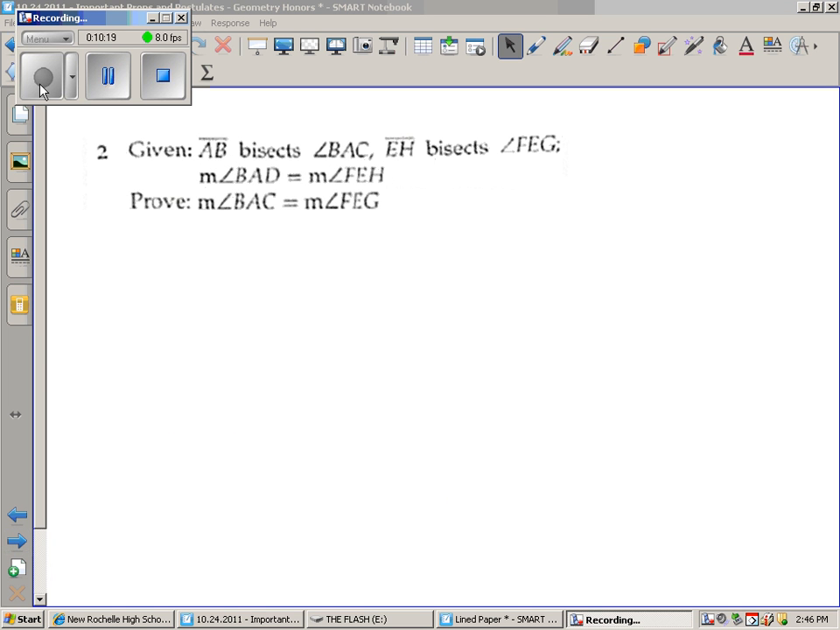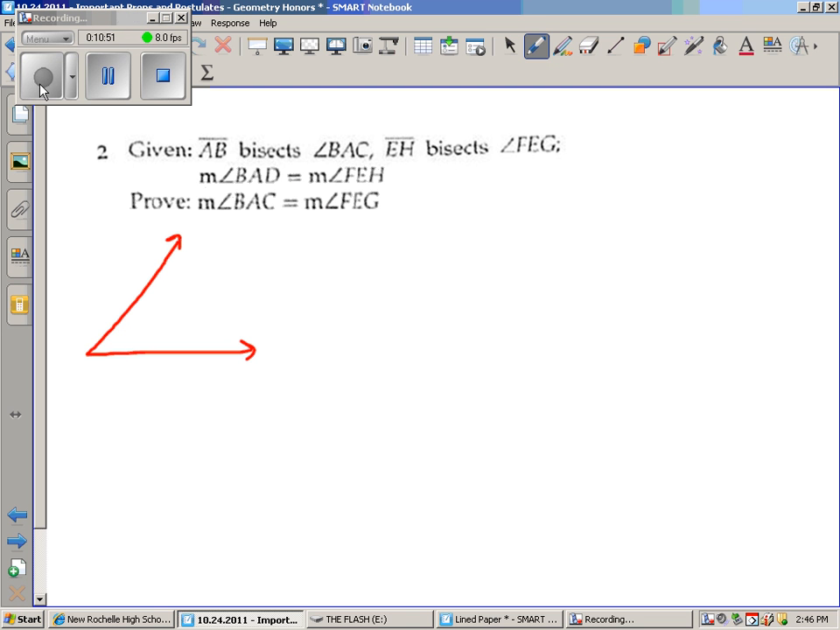Here's number 2. Try and draw a picture of that. Given that AB bisects BAC and that EH bisects angle FEG, and that BAD is equal to FEG, how could you prove that other one? Oh, it's crazy, right? You should just draw a picture. By the way, this is on the back of your sheet, in case you're wondering where this is located. It's hard to see. I just tried to put it on there to save paper.